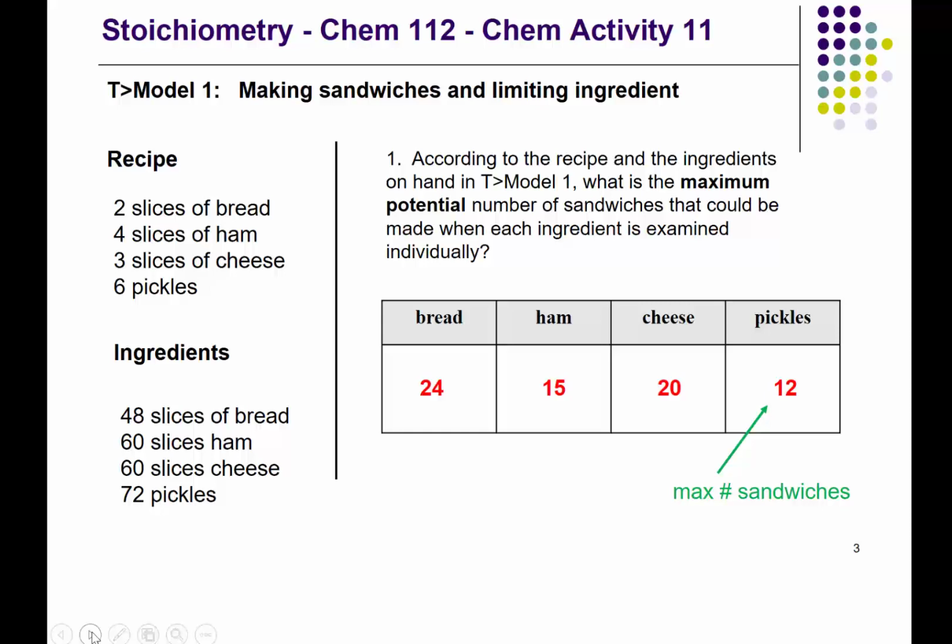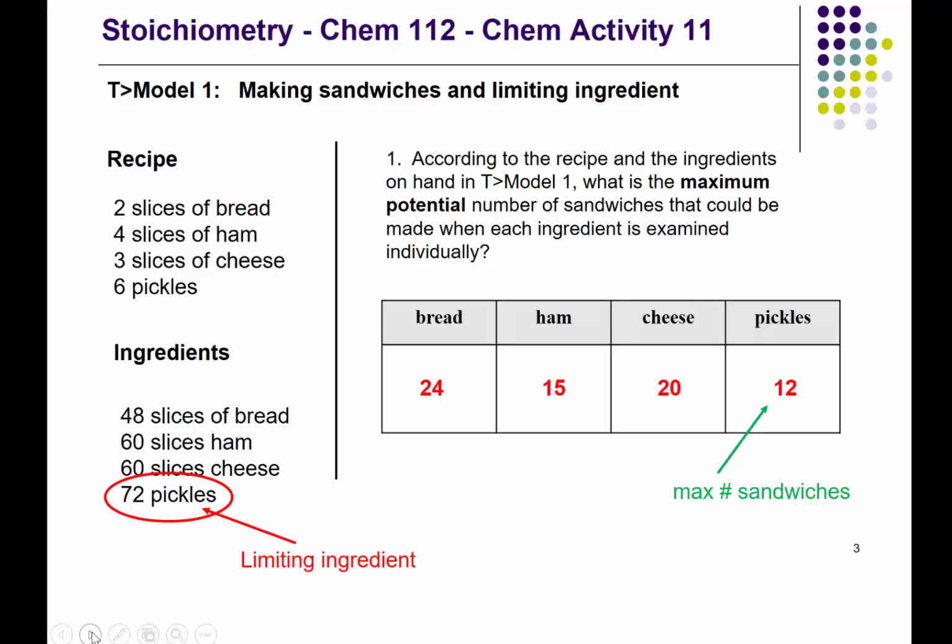So the bread, ham, and cheese are all in excess. And we'd say that the pickles are the limiting ingredient. Note the process that we just went through. And that is, we predicted how much product or how many sandwiches would be made for each of the different ingredients. And whichever one resulted in the smallest amount of sandwiches, well, that's the limiting reagent then.